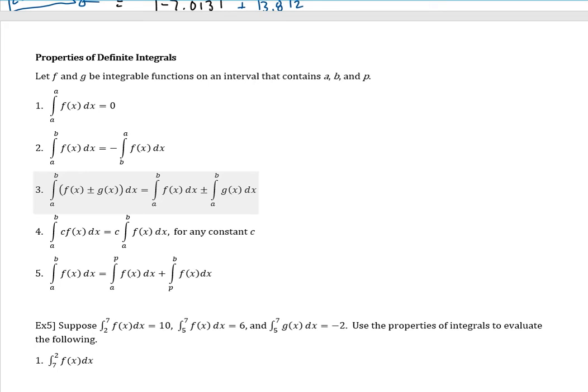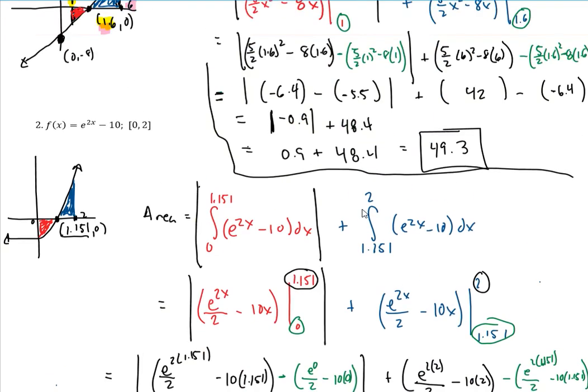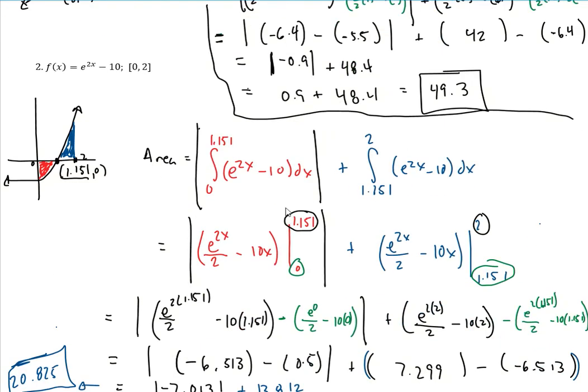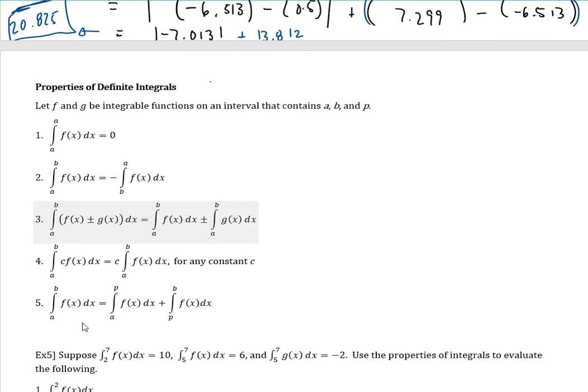A lot of these properties we've already been using, like number 3 here that's highlighted, where we do it term by term. This video shows it in the red part, where we did it term by term. So that's been normal. And the constant rule, we could have used at any point, so that's nothing new. And then number 5 lets us split up if we need to.